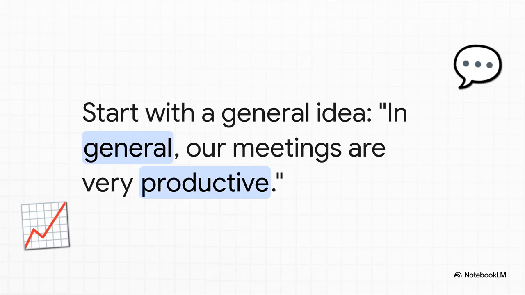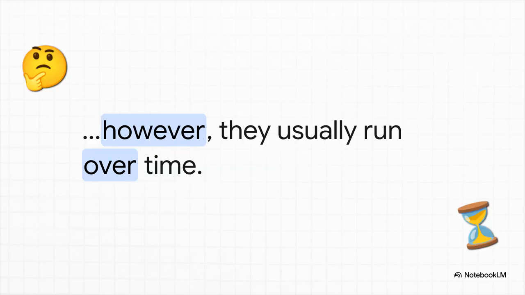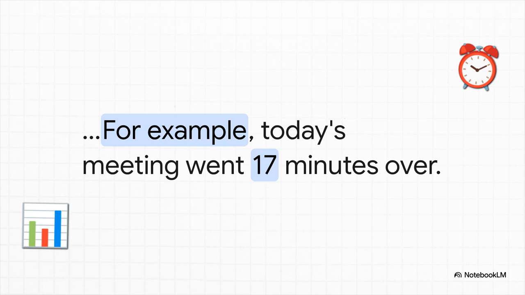Okay, now let's start building on that. First thing we do, we're going to add some nuance using a contrast word. So yeah, they're productive. "However, they usually run over time." See that? Instantly, our point is more interesting, it's more realistic. Now you can't just make a claim like that without backing it up, right? It's pretty weak. So let's build a bridge to some actual proof. "For example" is one of the most powerful phrases in the entire English language, I'm telling you. So now we say, "For example, today's meeting went 17 minutes over." Bam! Now our problem isn't abstract anymore.